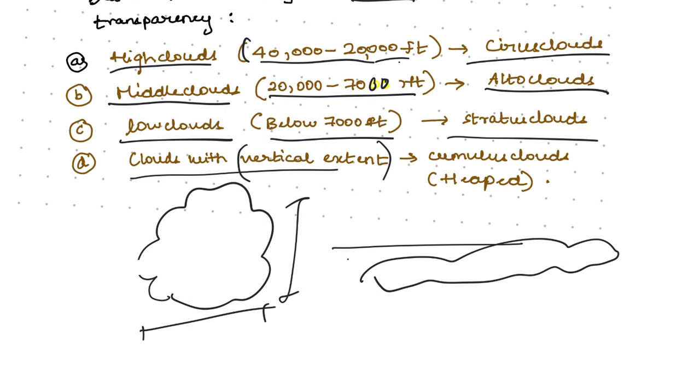So clouds with vertical extent, that is, with more height, look like something with a cauliflower shape, right? So those clouds are cumulus clouds. They are heaped clouds. They have a puffy cauliflower shape, right?